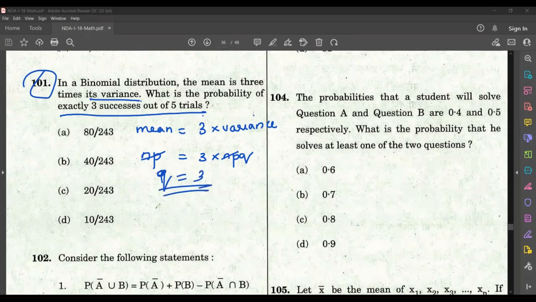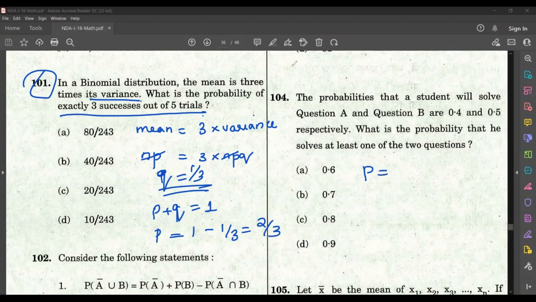Now we know P plus Q is equal to 1. That is probability of success plus probability of failure, that is equal to 1. So what is P? Q is 1 by 3, isn't it? So P is 1 minus 1 by 3, that is 2 by 3. So we got P as 2 by 3, Q as 1 by 3.